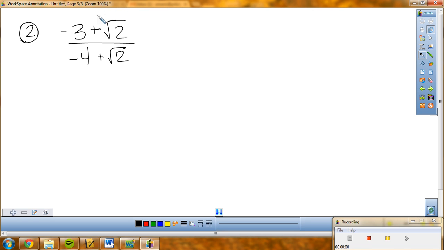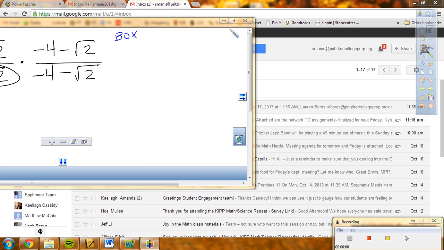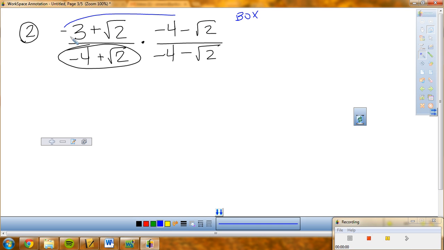So another example is when we have a binomial over a binomial, we're always going to be multiplying by our denominator's conjugate since that's where the problem lies. So I leave the 4 and I change my sign to a minus root 2, keep my 4 minus root 2. And now this is going to require a little bit of side work. We're going to need to do a box for the top and a box for the bottom.